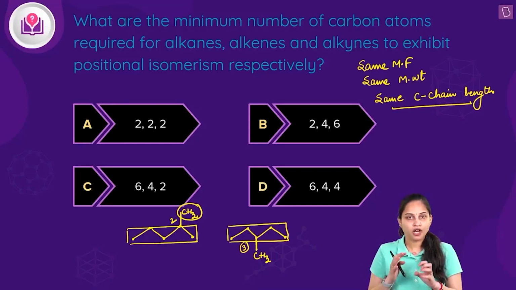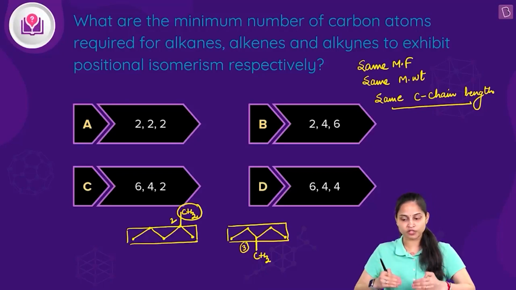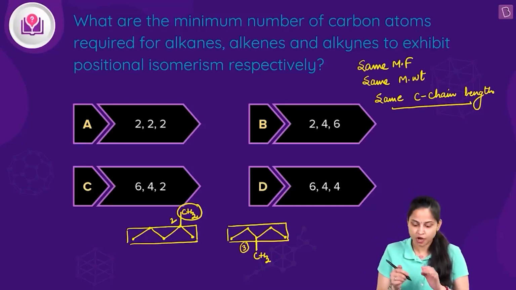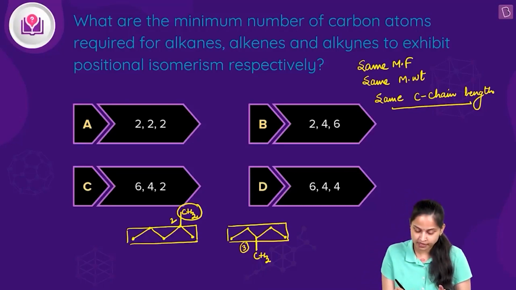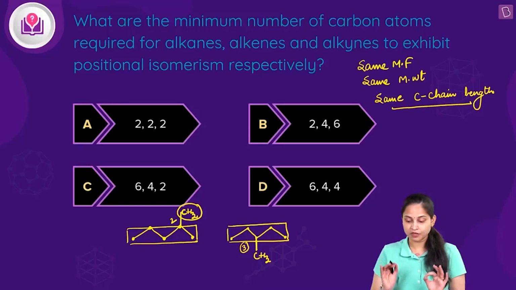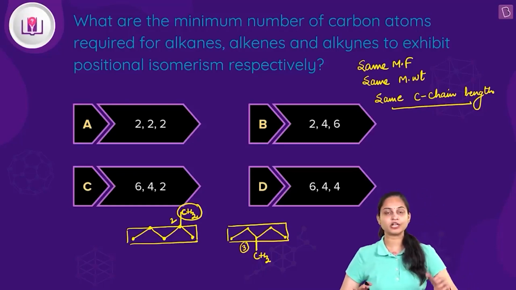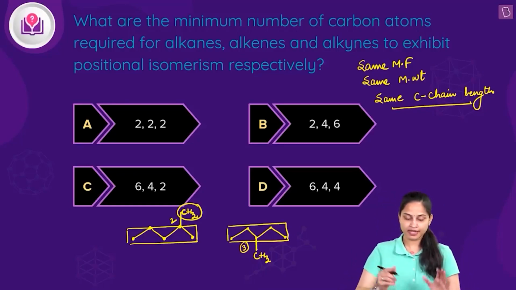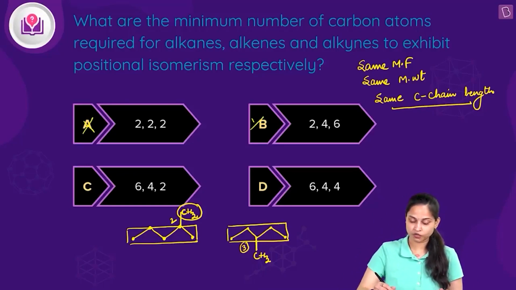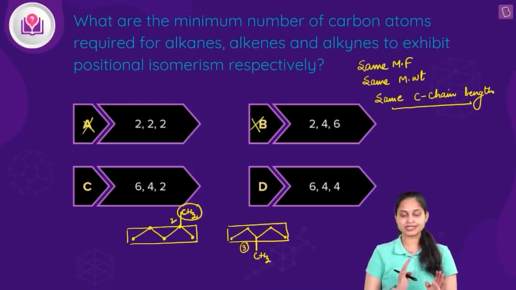So let's count how many carbon atoms we actually require for alkanes to exhibit positional isomerism. 1 carbon atom, 2, 3, 4, 5 and 6 carbon atoms. So basically we require 6 carbon atoms for an alkane to exhibit positional isomerism. Hence options A and B are out of the race. We are left with C and D.